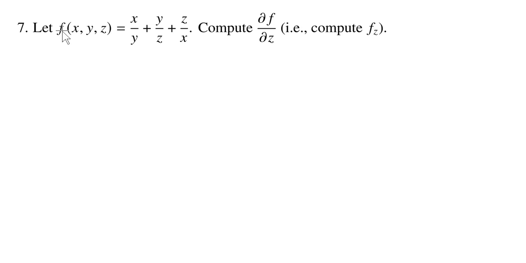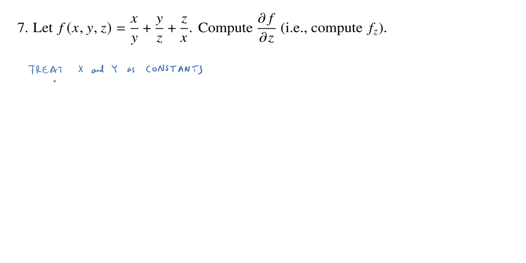In this case, we have a function of three variables, x, y, and z, and we want a partial derivative of that function with respect to z. So the important thing to remember when we do this is we're going to treat x and y as constants. That's how we handle our business when we're computing partial derivatives. We treat the other variables as if they were constants.